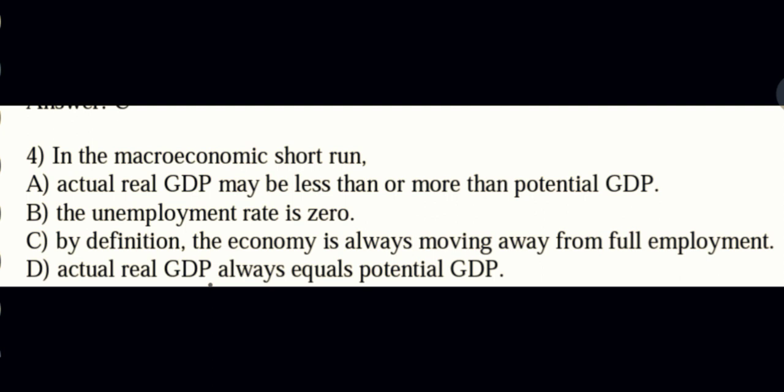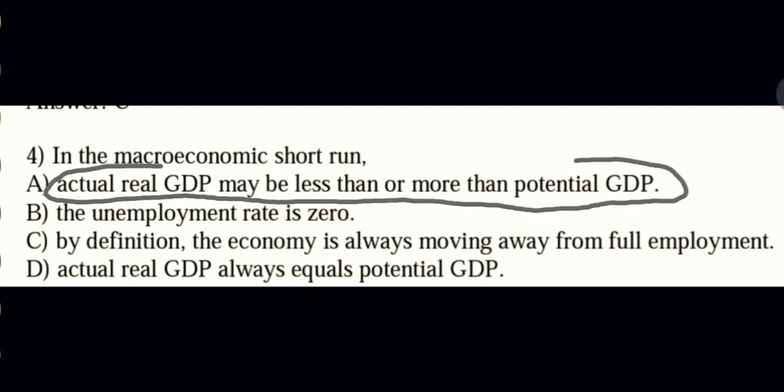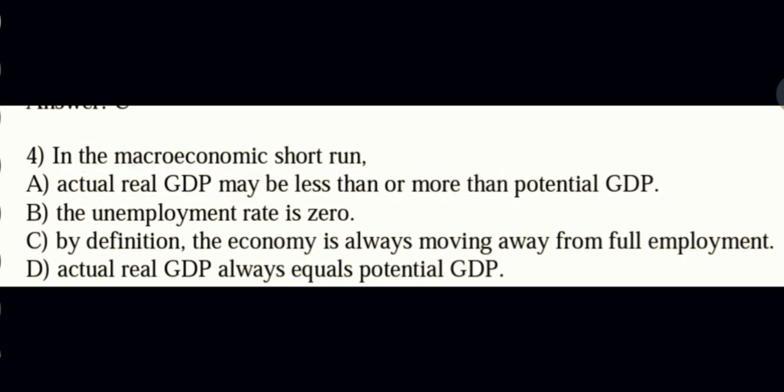So the first question is, in the macroeconomic short run, A: actual real GDP may be less than or more than potential GDP. B part was the unemployment rate is zero. C part was by definition the economy is always moving away from the full employment. And D part was actual real GDP always equals potential GDP. So the correct option to this question was actual real GDP may be less than or more than the potential GDP. Okay, coming to the next question.